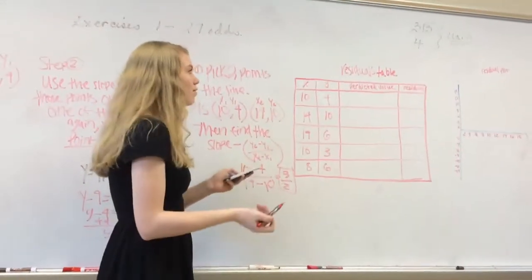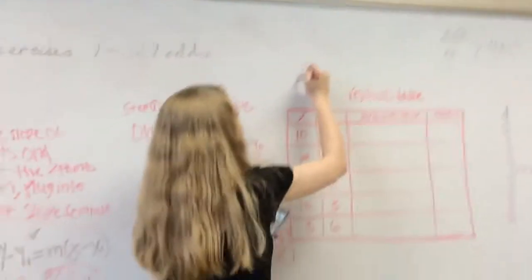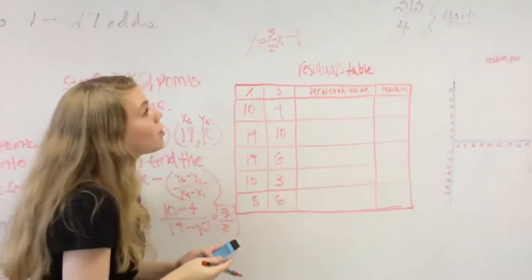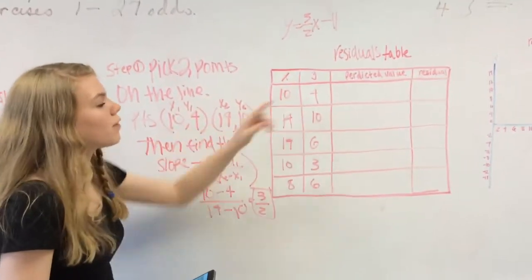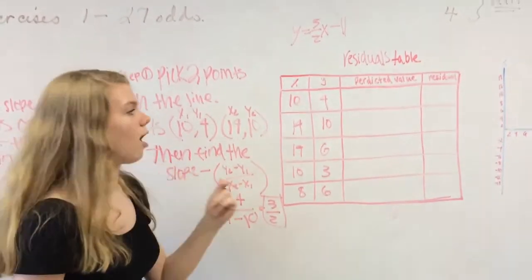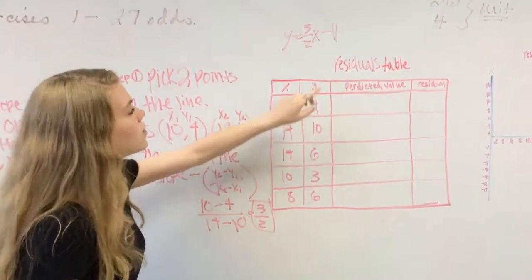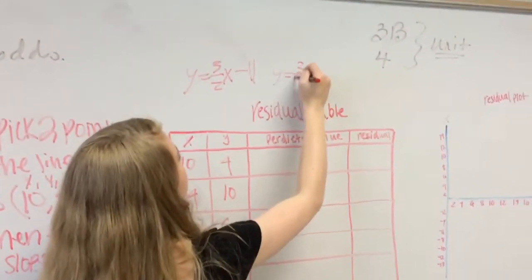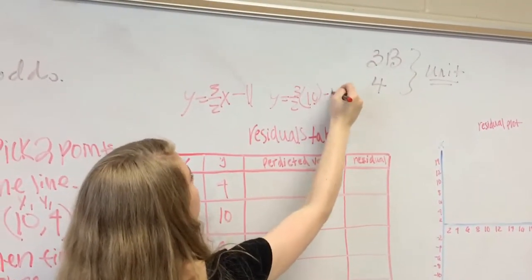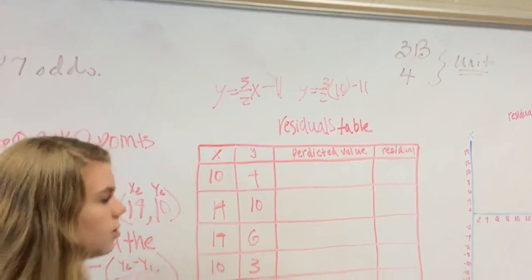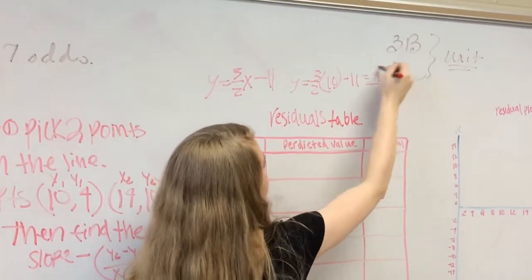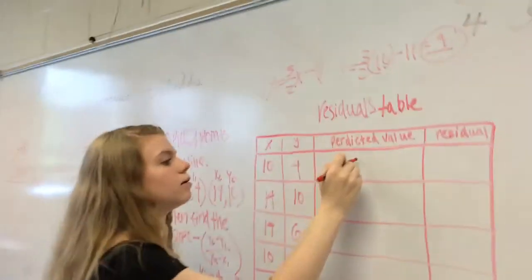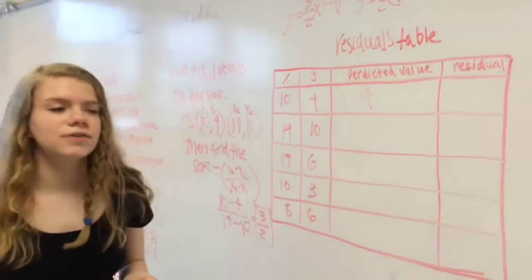Now that we have found our line regression equation, which is y equals 3/2 x minus 11, what we're going to do is plug in one of our points that we found in our scatter plot. The x point of it is 10, so we're just going to plug it in. So it would be y equals 3/2 times 10 minus 11, which equals 4. Now that we have found our predicted value, which is 4, what we're going to do is find our residual.